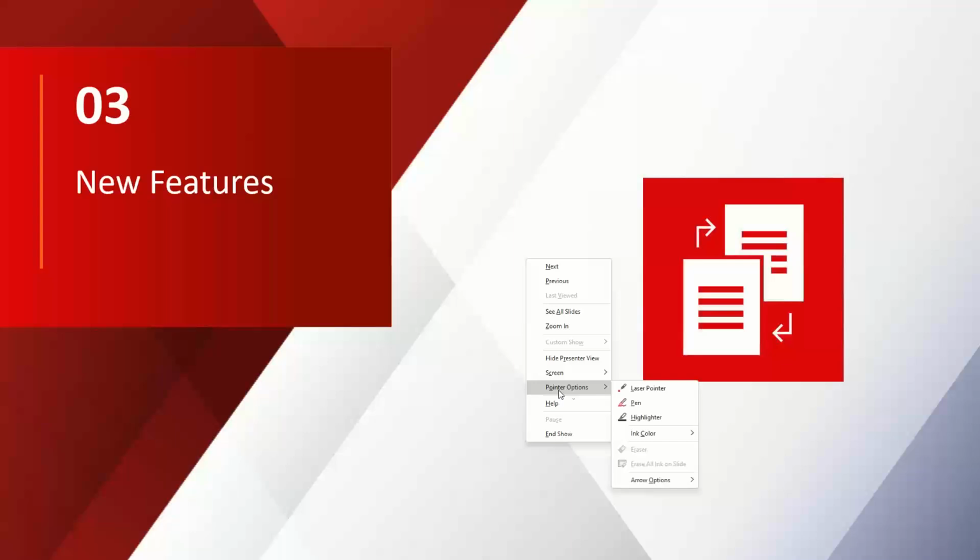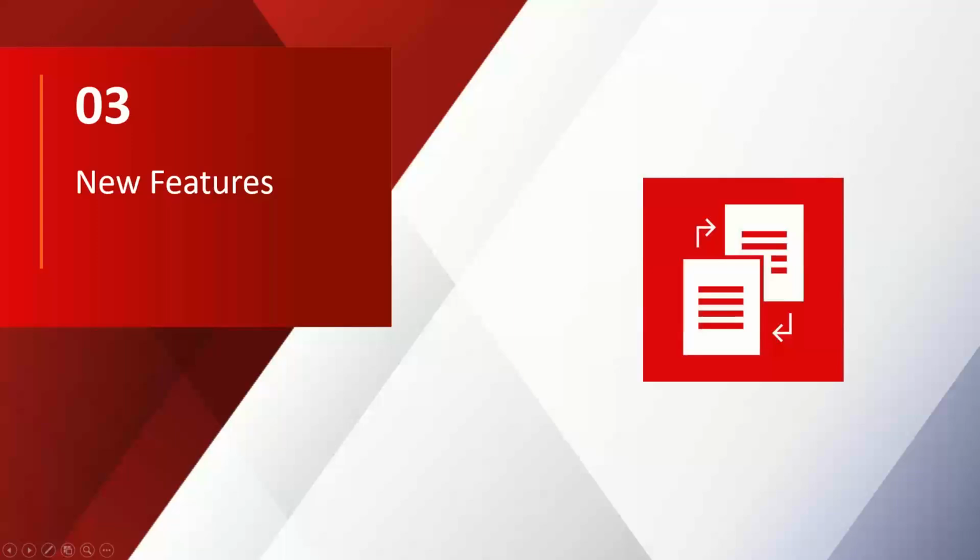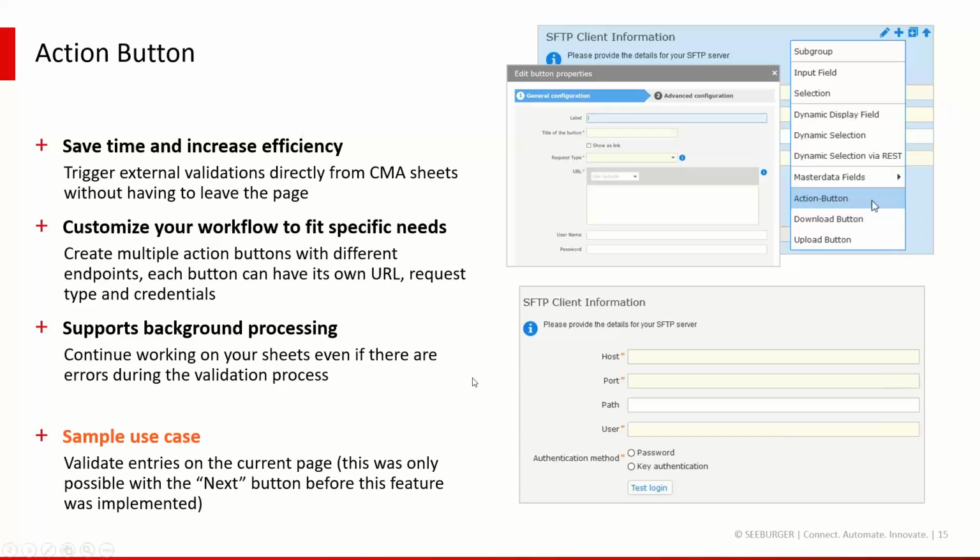Thanks for checking. And I want to talk about some new features from our BIS releases 6.7, 154 to 157. These are already available, for example, in SEEBURGER Cloud. And at the end, as a last feature, I want to introduce one that is still in development. So first, the action button.